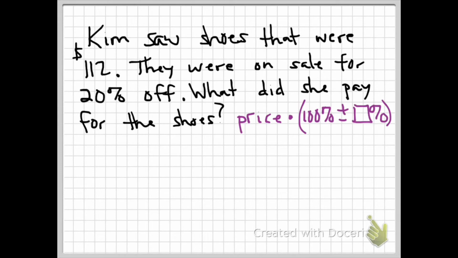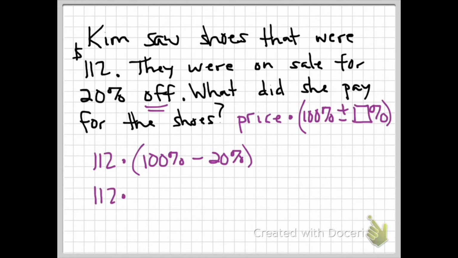So when we hear the word 20% off, that would mean that we're going to take $112 and multiply it by 100%. Well, in this case, we're taking off 20%, so we're only going to be paying 80% of what the original price was. So $112 times 80%. We don't want to keep that as 80; we want to make that 0.8. So 112 times 0.8.